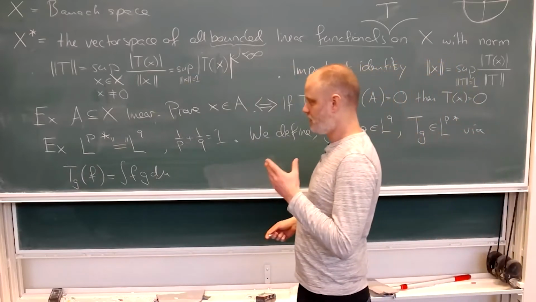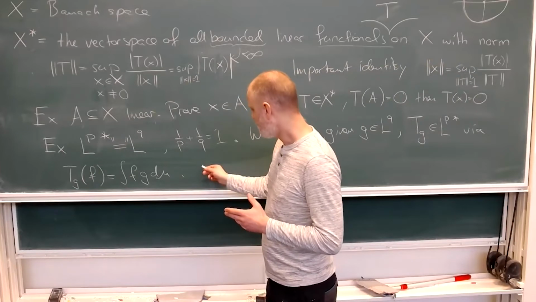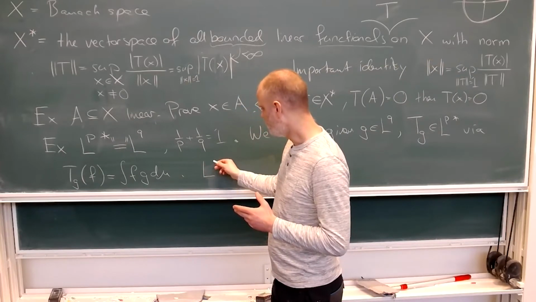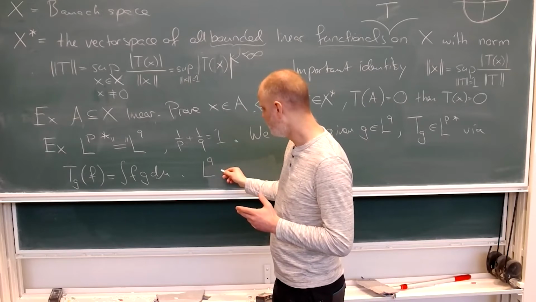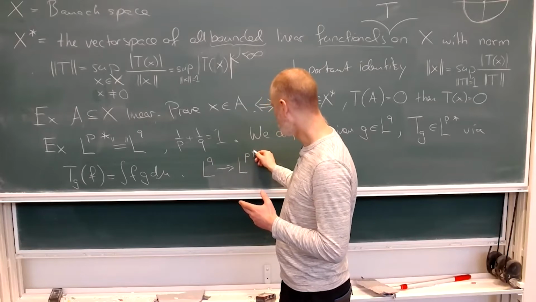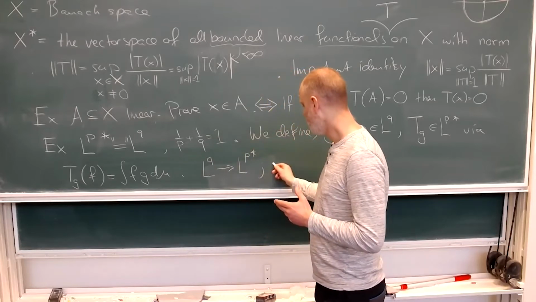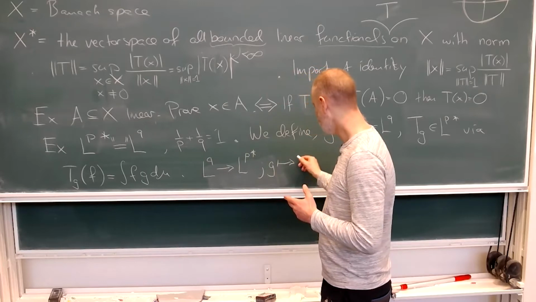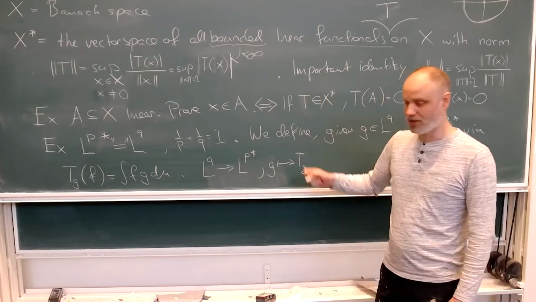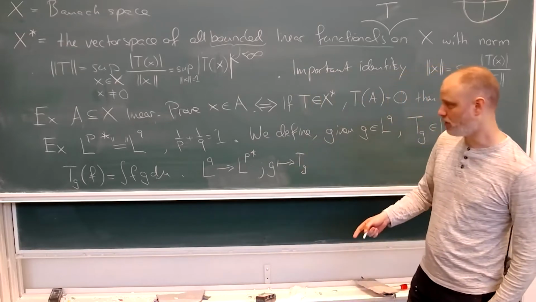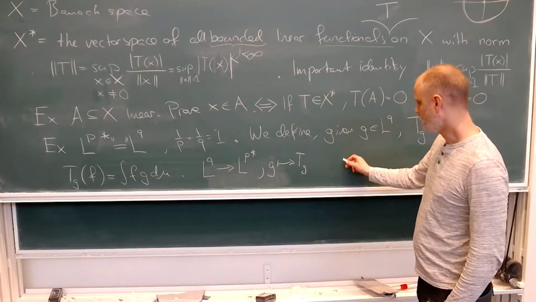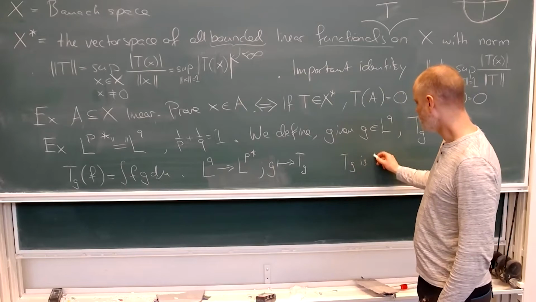So let's say we have a map. I'm not going to give it a name, but we have a map from L^q into (L^p)*, given by, you take g and you send it into the linear functional T_g. So this is a bounded linear functional. Hölder's inequality says that it's bounded, right? Well, let's look at that. Okay, so T_g is bounded.